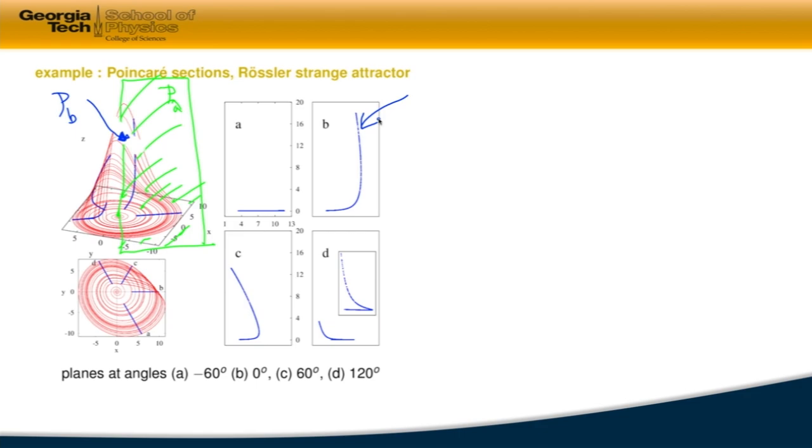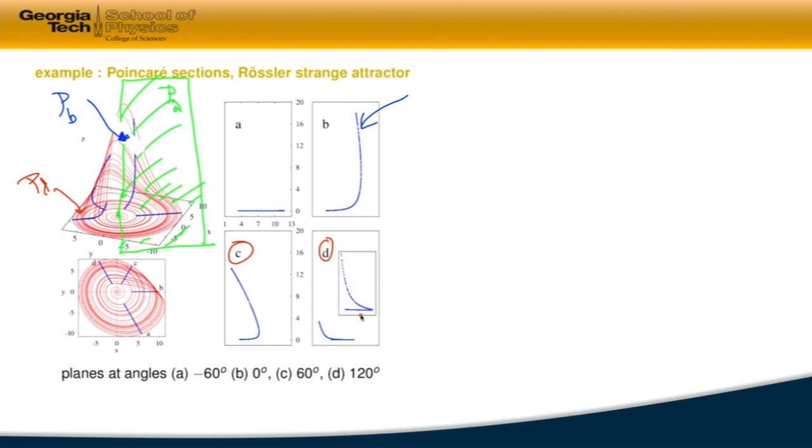Then we turn our plane by another 45 degrees or so. That's the plane C, this one. And when we look at it, the thing has started folding. Then we go to this plane, Poincaré section D. An interesting thing happens, the thing gets pinched, and unfortunately the scale is gone from this figure, it should be on the right hand side.